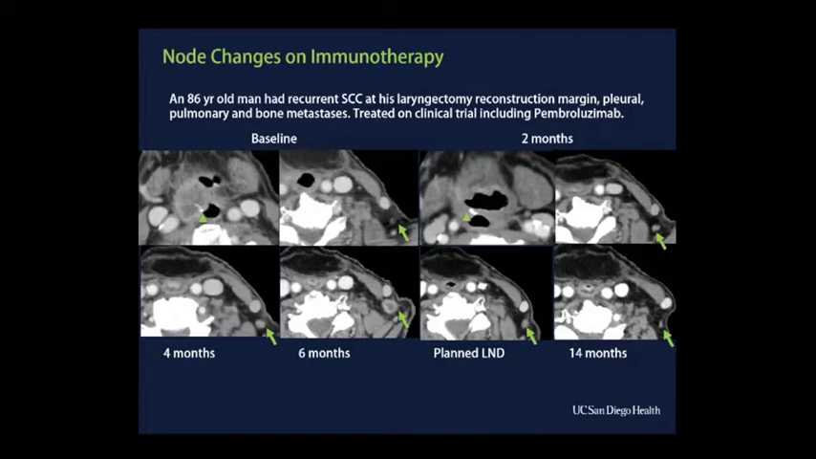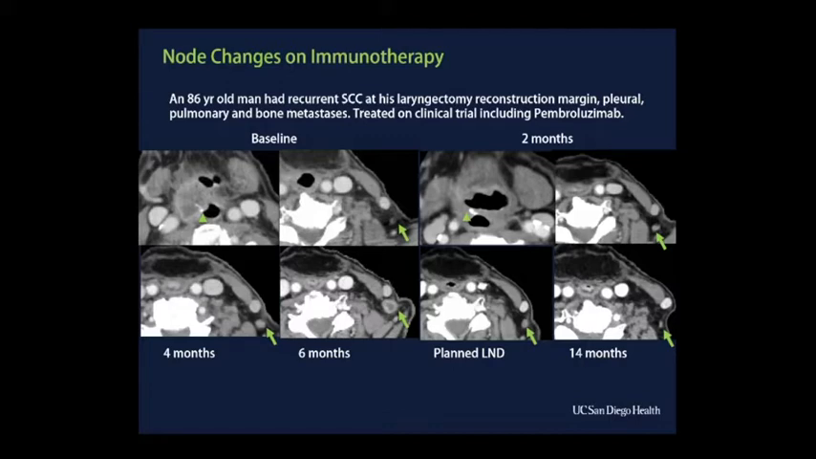Here's an example of some of the node changes on immunotherapy you may see. There can be an increase in node size prior to the node responding, and this can be confusing because it may reflect tumor growth until there's a sufficient immune response, or it may represent a transient immune cell infiltration. These images are from an 86-year-old man who had squamous cell recurrence at his laryngectomy reconstruction margin, and he had pleural, pulmonary, and bone metastases. I have his baseline images on the top, and then 2 months later as a comparison, he had a very nice response at the recurrence at the laryngectomy margin.